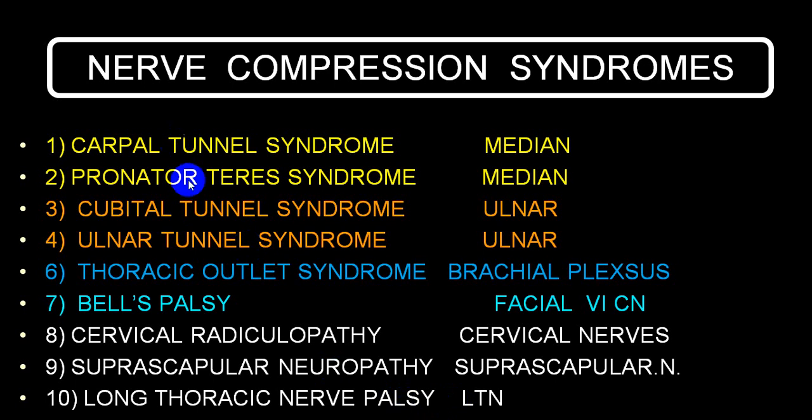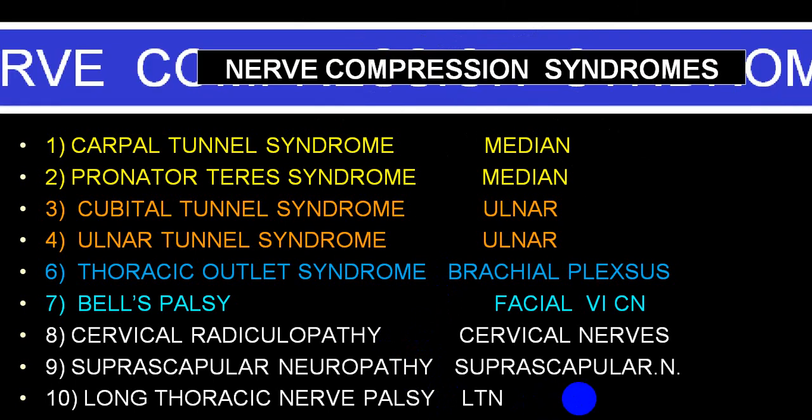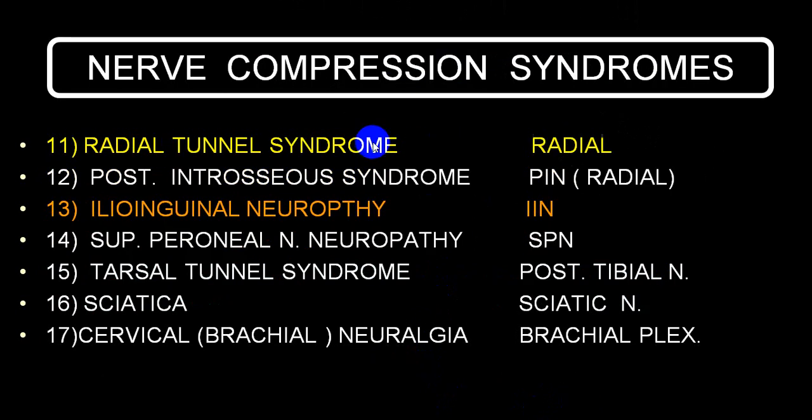So: carpal tunnel, pronator teres, cubital tunnel, ulnar tunnel. Ideally, we can also consider thoracic outlet syndrome, which will be part and parcel of the symptoms and signs in the upper limb. Cervical radiculopathy, suprascapular neuropathy, long thoracic nerve. These are all related to the upper limb. Only Bell's palsy is related to a cranial nerve. Radial tunnel syndrome, then posterior interosseous syndrome, short form PIN, which is again a radial nerve.